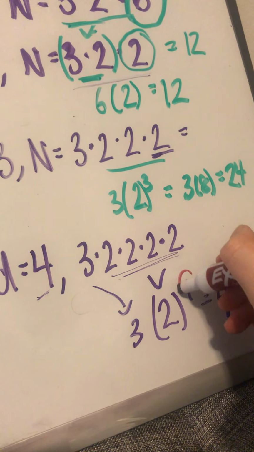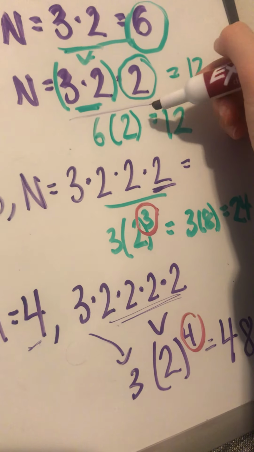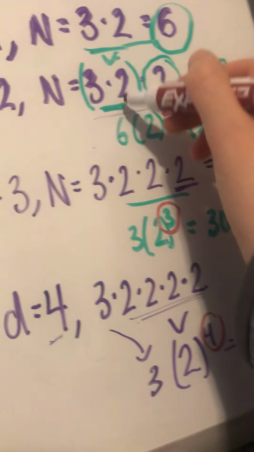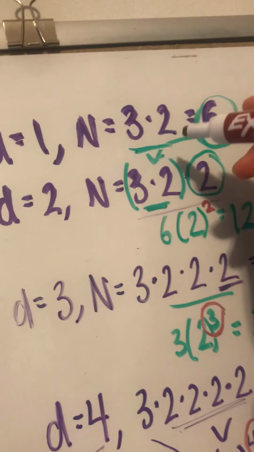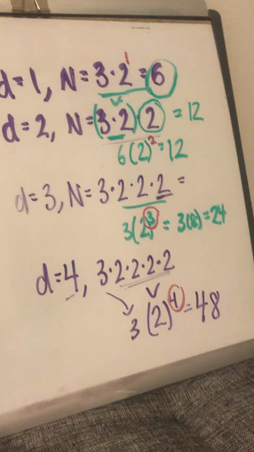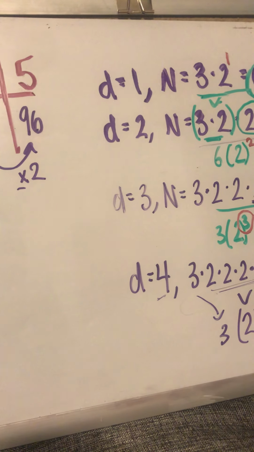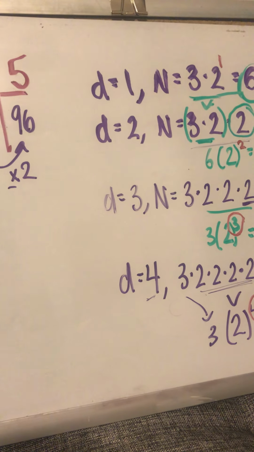Here you have it raised to the 4th. Here you have it raised to the 3rd. Here I have it raised to the 2nd, if I wanted to include that. Here, we have it raised to the 1st power. So you have all of your exponents there. That is hinting to you the exact function that you need.